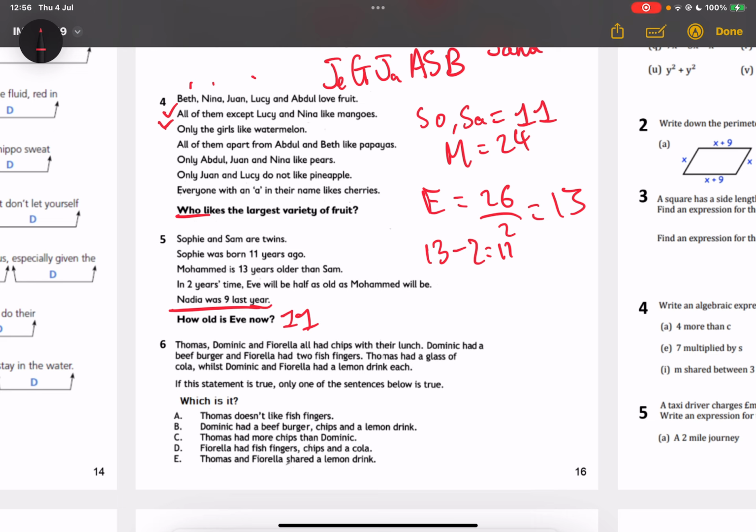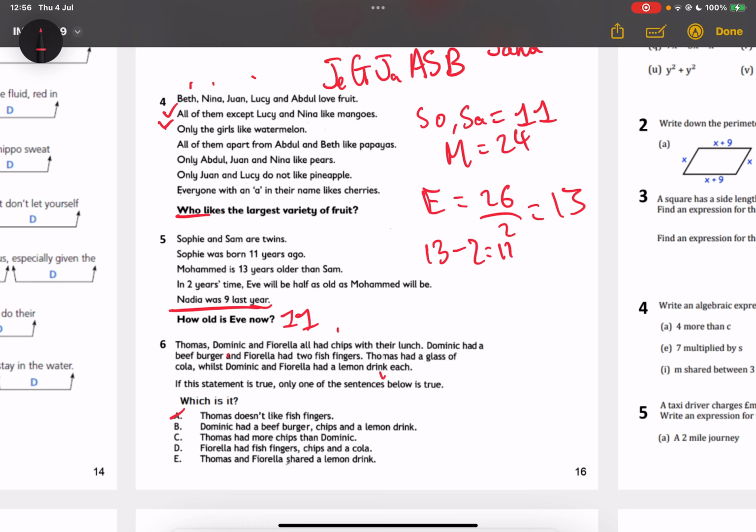So, Thomas doesn't like fish fingers, but he might like it. But he never ordered it, but he still might like it, so it just is crossed out, because it's never explicitly said. B, Dominic had a beef burger, chips, and lemon drink. Well, Dominic had chips, yeah. Dominic had a beef burger. Dominic had a lemon drink, so yeah, could be correct. Well, B is correct.